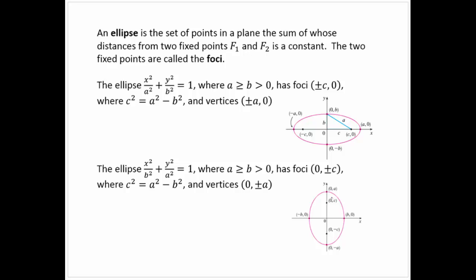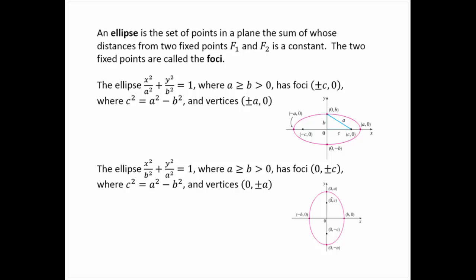So, in general, if we have the equation of the form x squared over a squared plus y squared over b squared is 1, where a is greater than or equal to b is greater than 0, we'll have foci at plus or minus c, 0, where c squared is a squared minus b squared. The vertices are at plus or minus a, 0.